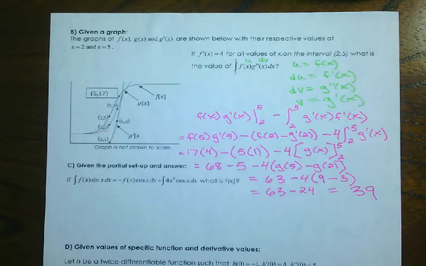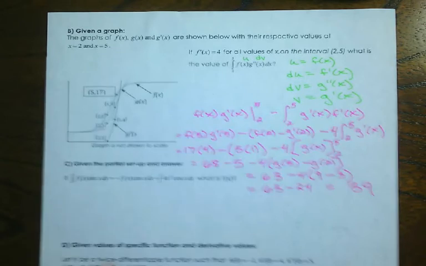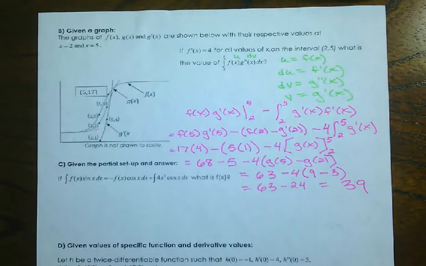And then another way that they might ask you about this is given the partial setup in the answer. So they kind of give you the expanded form, and then they're asking you to go backwards and say, well, what was it if I would have written this out more condensed? Or it's basically saying, do you know if you can figure out what u dv is? So what would the expanded form be?